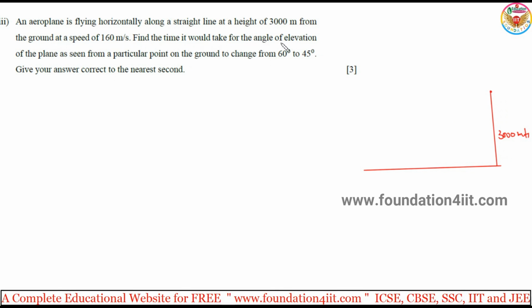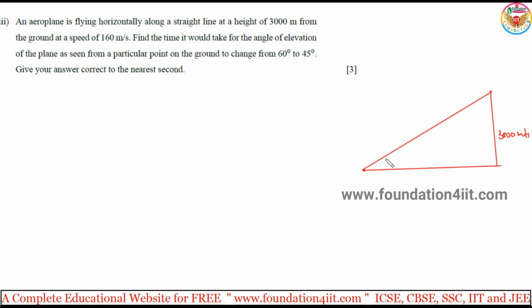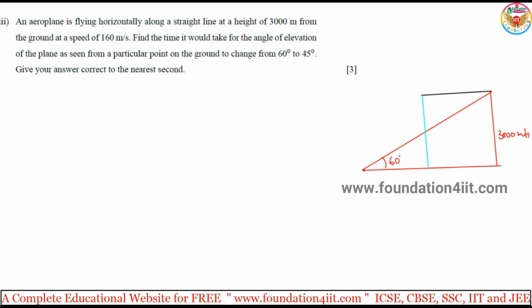Find the time it would take for the angle of elevation of the plane as seen from a particular point on the ground to change from 60 to 45 degrees. Okay, let this be the point. Now, from here the angle given is 60 degrees, next to 45 along the straight line. So let this be the line which the plane travels. Take the same vertical line, it changes again, and from here the angle is 45 degrees. Okay, let this entire angle be 45.